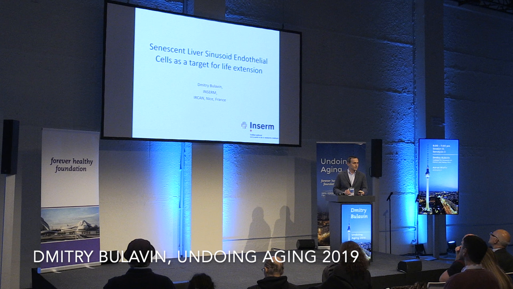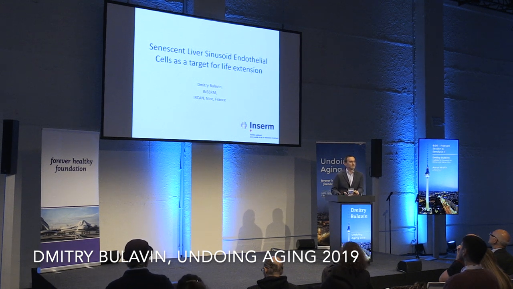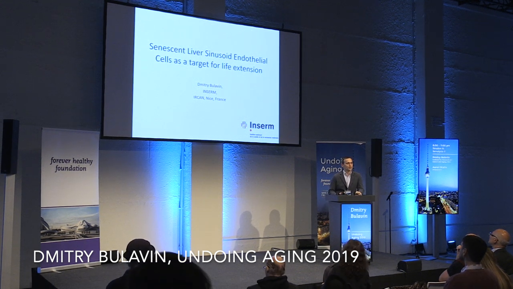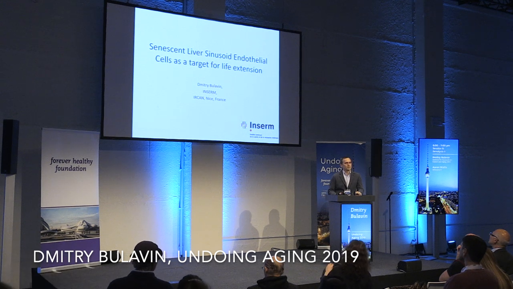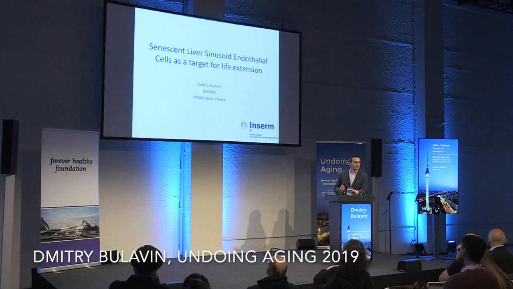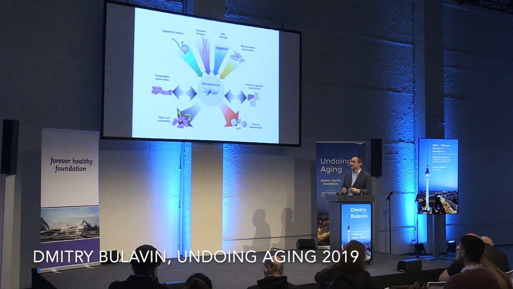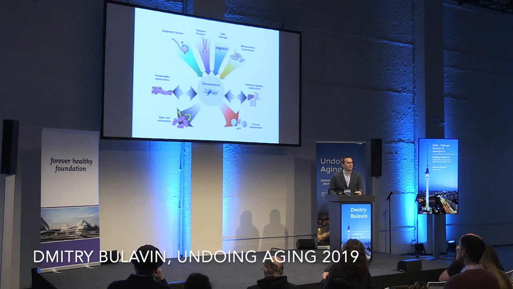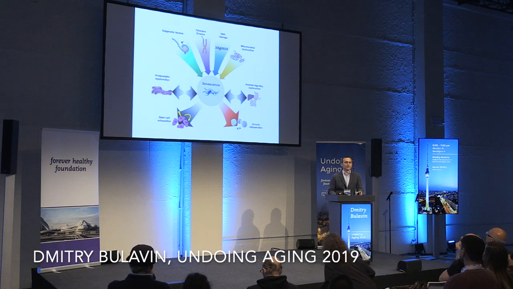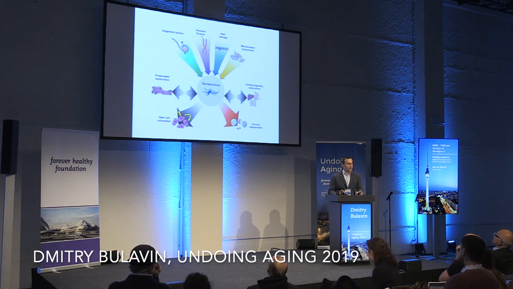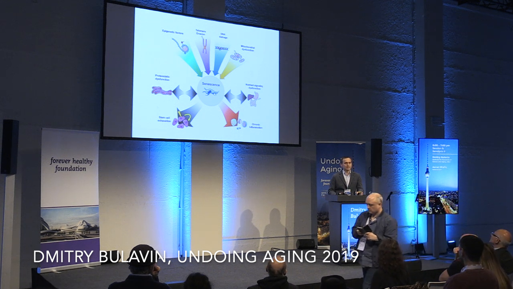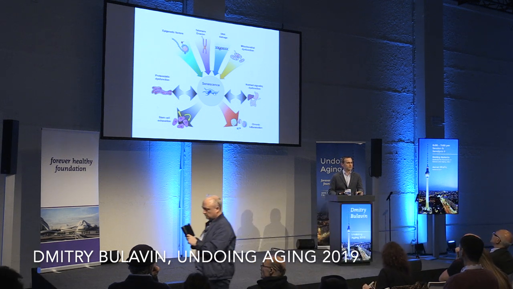I will try to convince you that if we talk about senescence in the aging animal and potentially in a human, there is one cell type that we always need to keep in mind, and this cell type is called liver sinusoid endothelial cells. Now, senescence has become the center of the aging model in the last couple of years, and because of that, I think it is extremely imperative to make sure that we're using proper genetic tools to label senescent cells, but also to eliminate senescent cells.